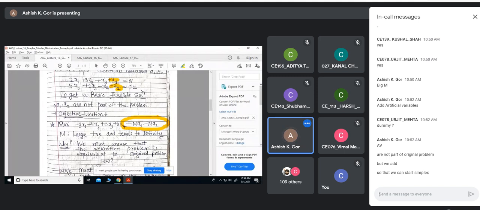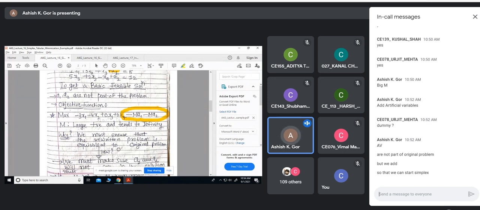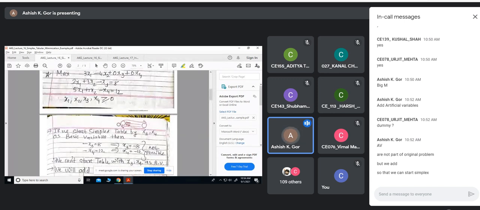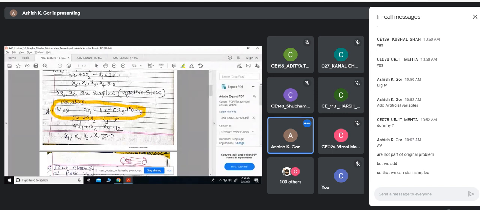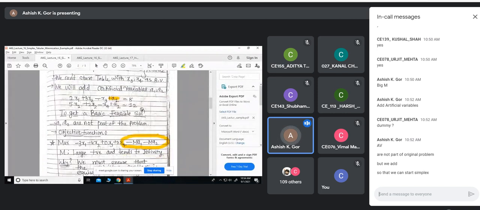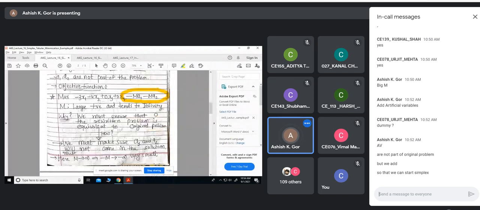Now why? What is the reason? We must ensure that the rewritten problem is equivalent to the original problem. This problem should not get changed. It should be equivalent to the original problem, but still I am adding this minus MA1 minus MA2. So how can I ensure that this is equivalent to the original problem? Let us see the logic behind that.